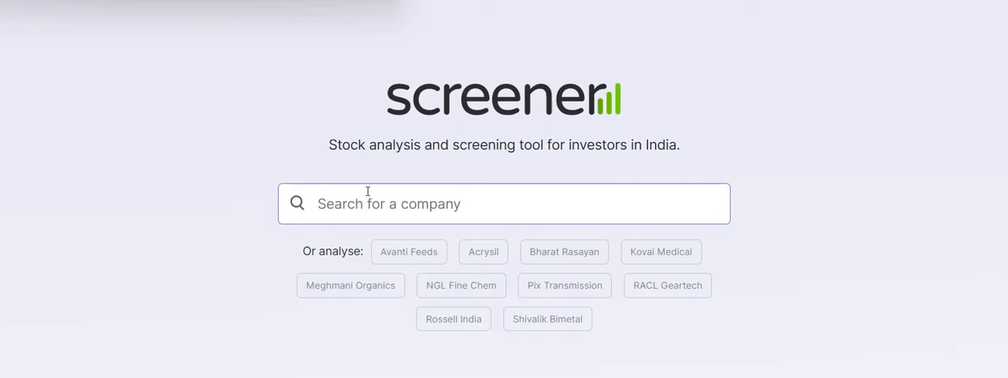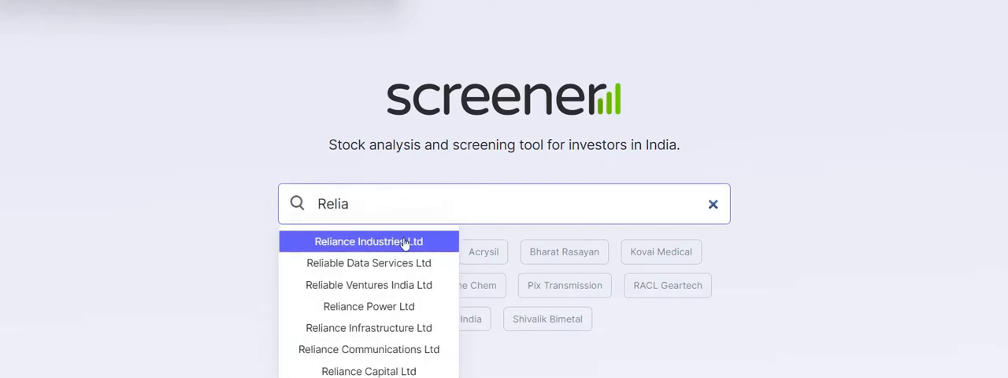Now I'll take you to a website called Screener. This is not a promotional video for Screener, it's a disclaimer here. I'm using Screener for doing brief research on these stocks, and I found it very useful. You can also give it a try. Let us see Reliance Industries.